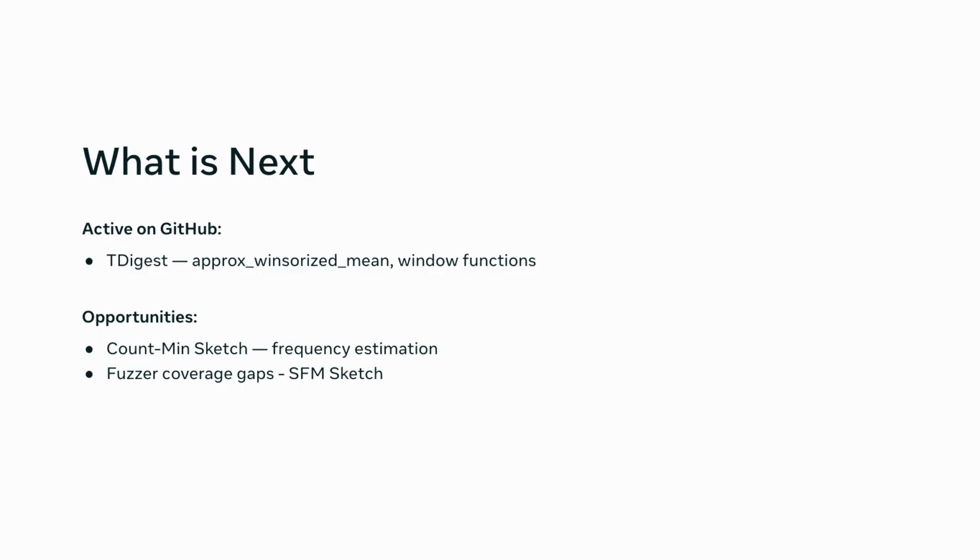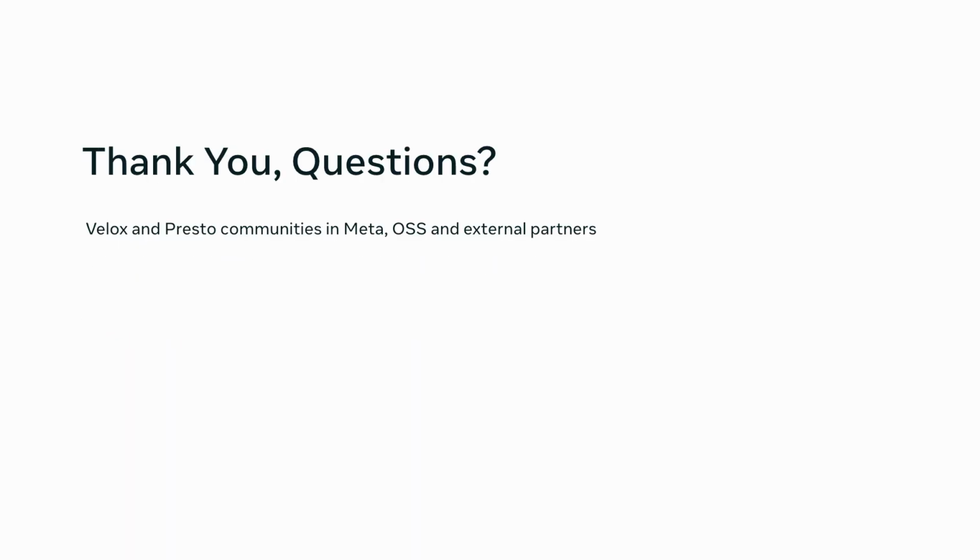And for fuzzer coverage, we're always looking to improve this testing suite. For example, for SFM sketch, since you want non-determinism, maybe instead of looking at some sort of approximate values, it could be useful to run the same query plan, not just the same query, several times and see if the result makes sense statistically. Yeah, that's it.